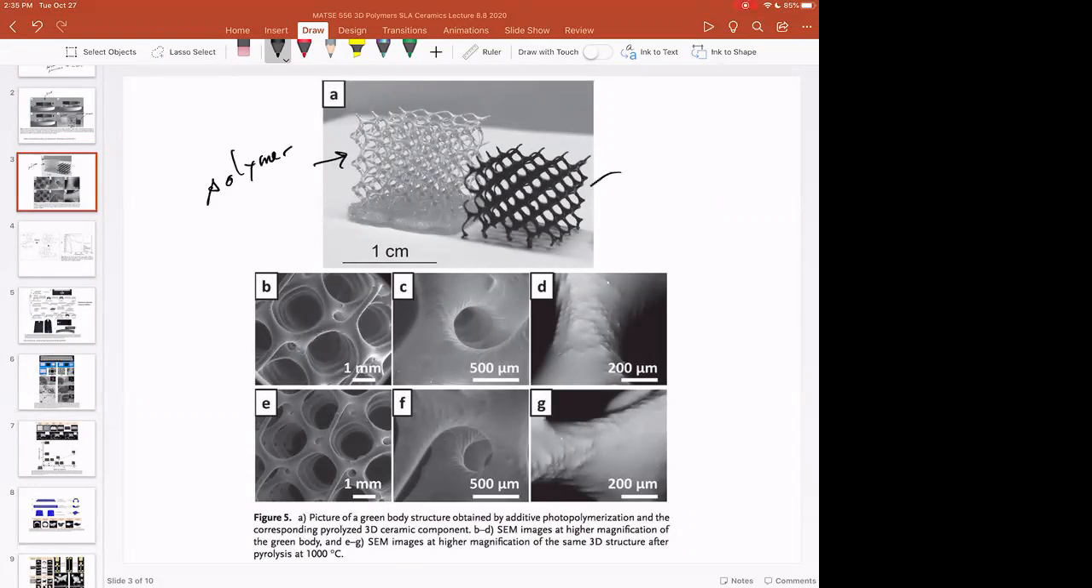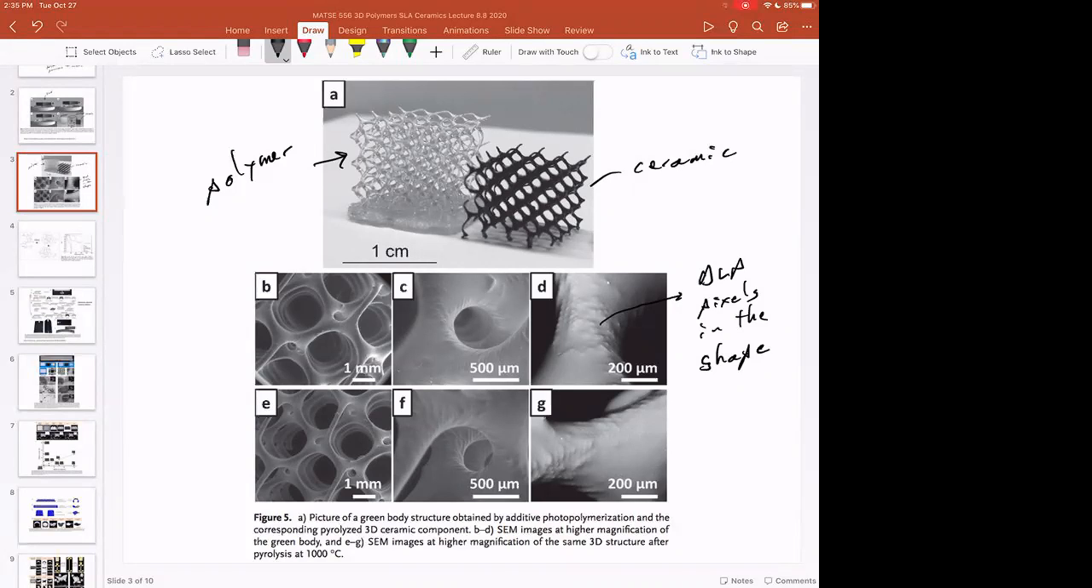This is a ceramic. We'll talk about chemistry in a second. But what's cool, they show the intricate shapes that you can get, and you can see the DLP pixels in the shape. And we saw this on the hearing aid video. You could actually see the pixelation of the light source in the shape of the material.